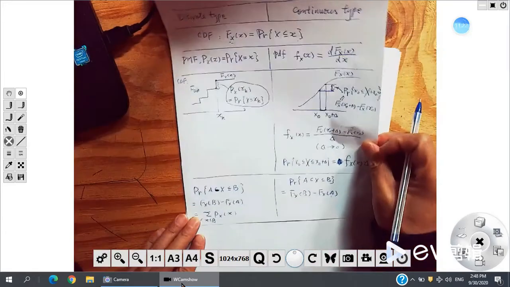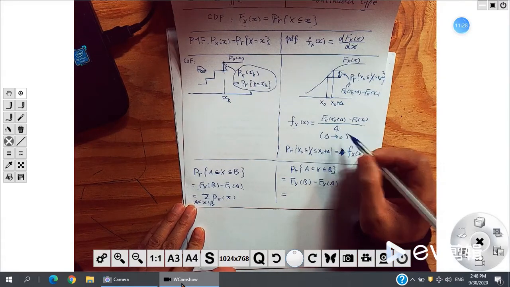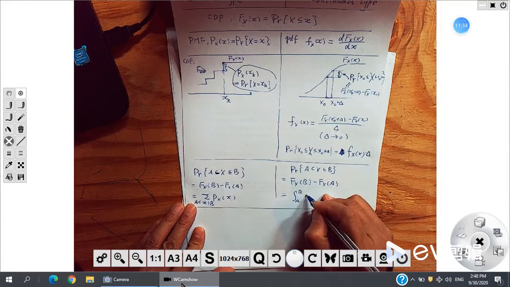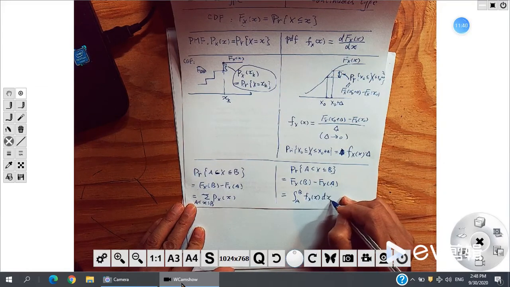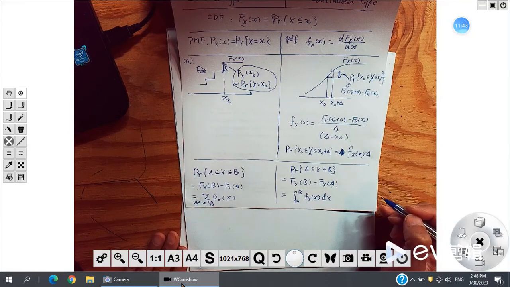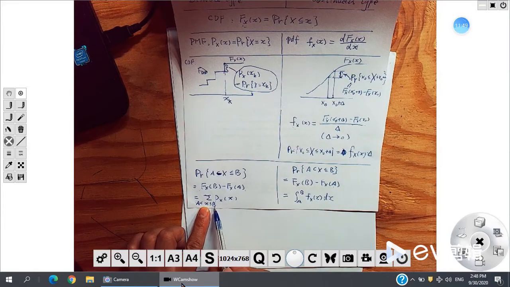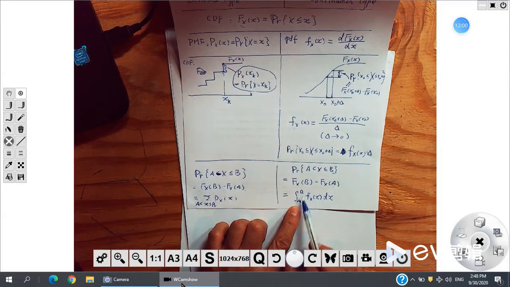And then we can also use a density function to write it. Using the density function, this will be an integration from a to b of the PDF dx. Okay, that's it. Now you compare here. Here is a summation for all the possible x between a and b. You have a lot of terms, you do summation. This one is an integral for all the x between a and b. You do an integral.